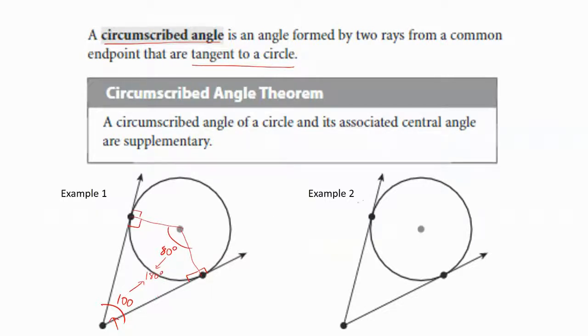Okay, so again, example 2, if your central angle here was 60 degrees, okay, your circumscribed angle has to be 120. All right, because again, these two angles have to be supplementary. That's the circumscribed angle theorem.